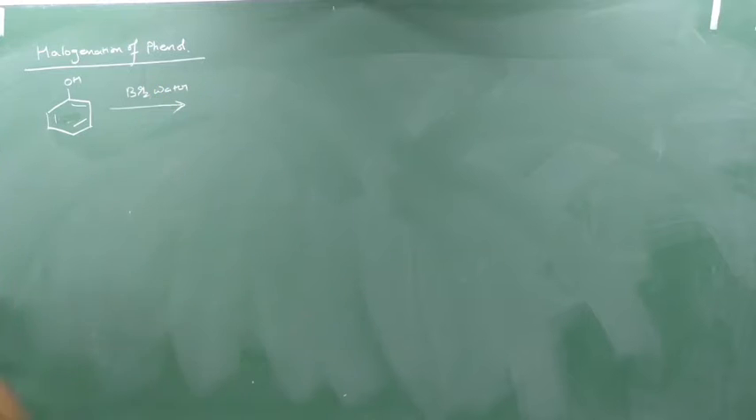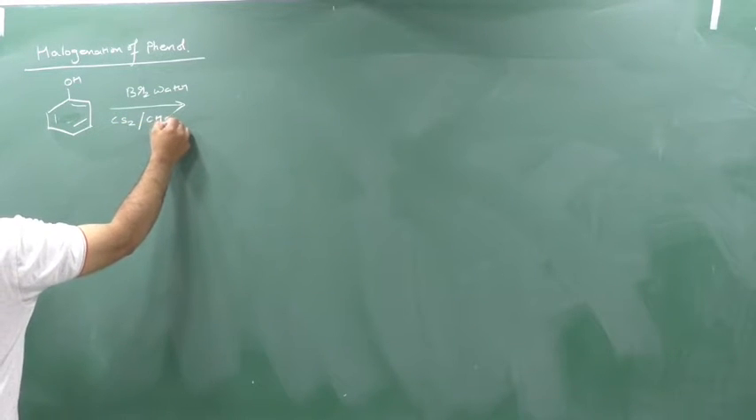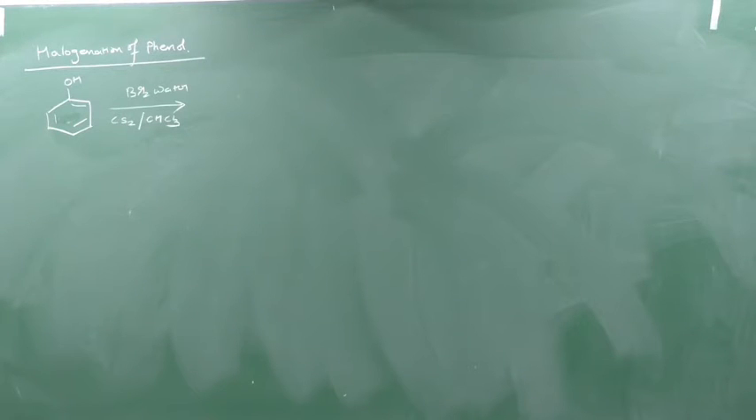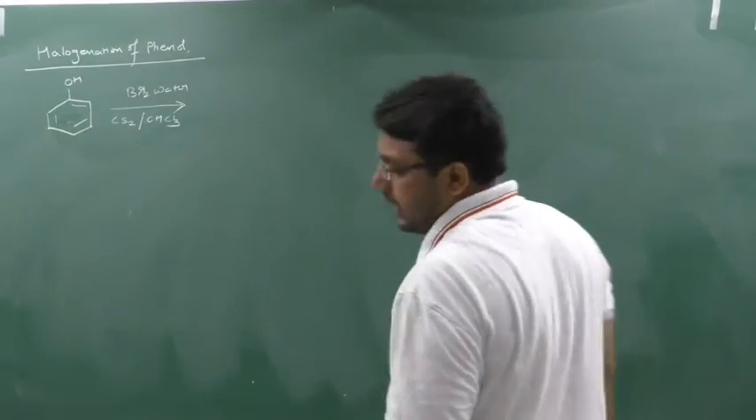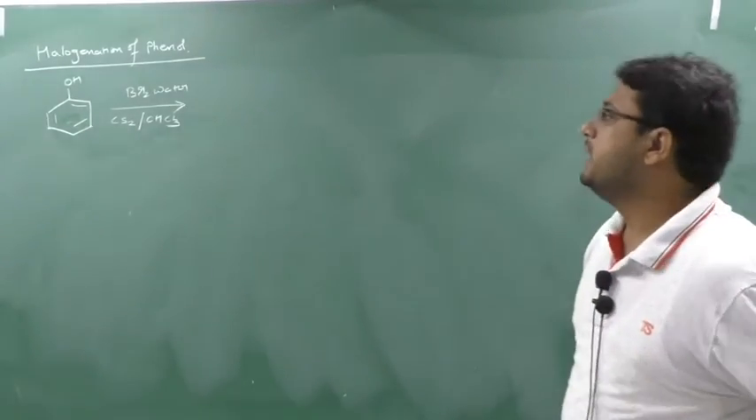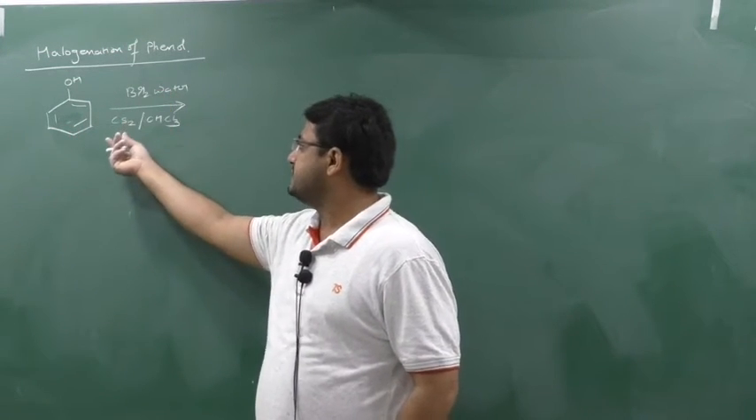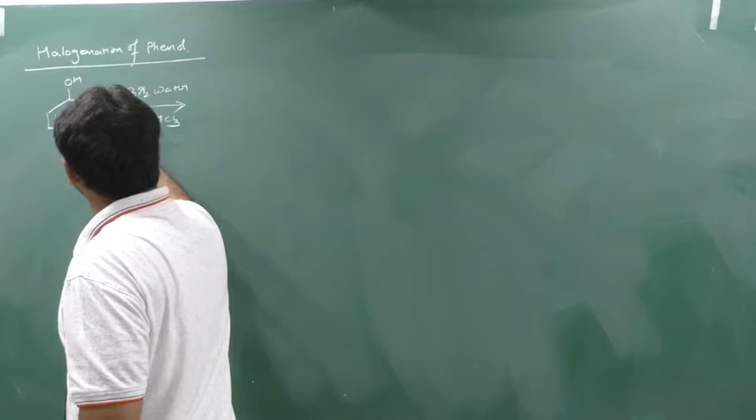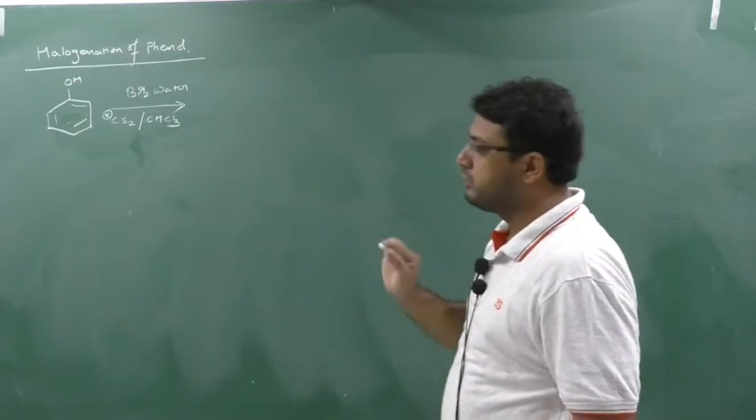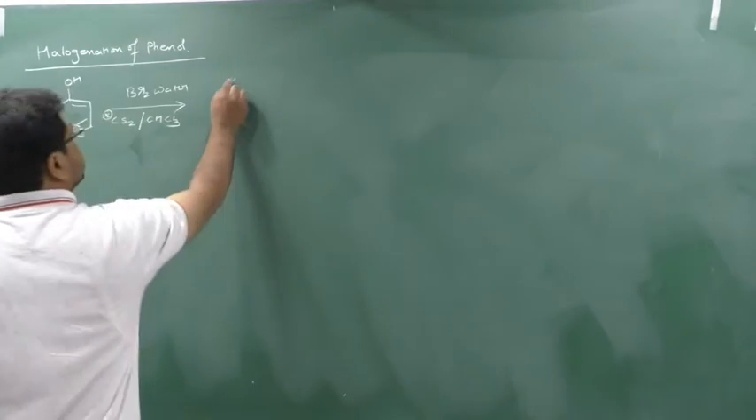but if below bromine water it is written CS2 or CHCl3, then you understand that the product will be ortho and para. This is very important. If along with phenol they have written bromine water and CS2 or CHCl3, then the product formed is ortho and para. So how? See here, what will happen?